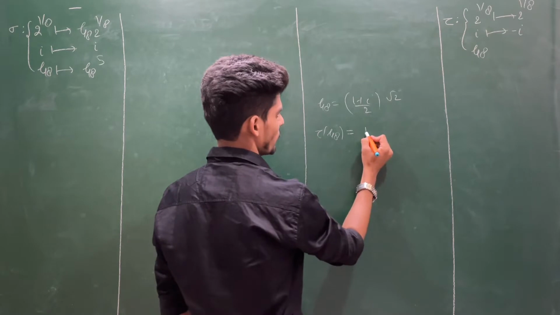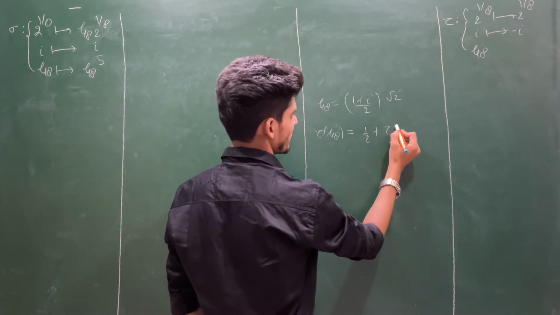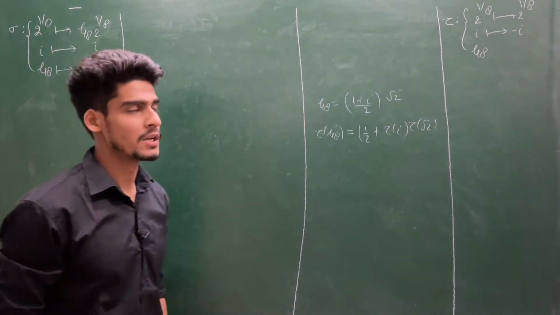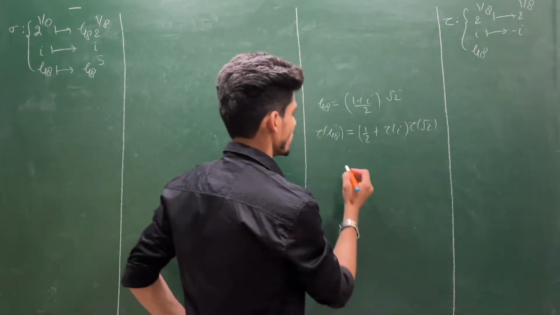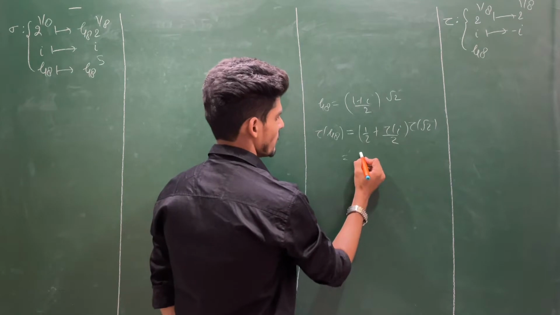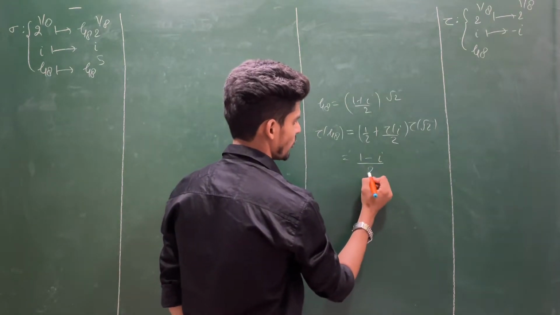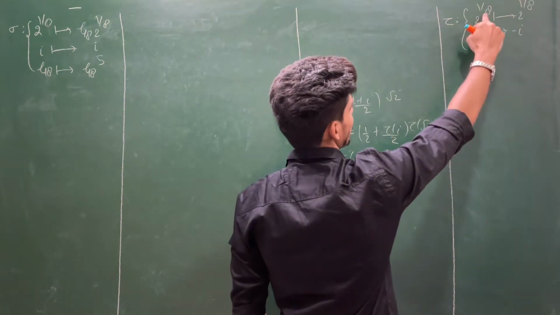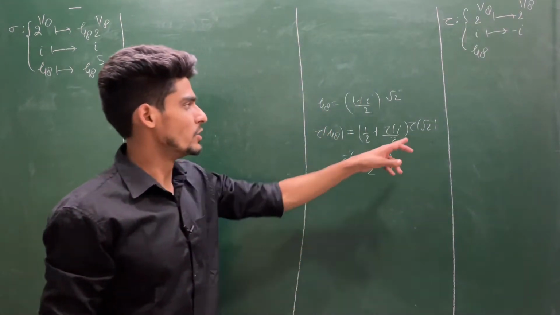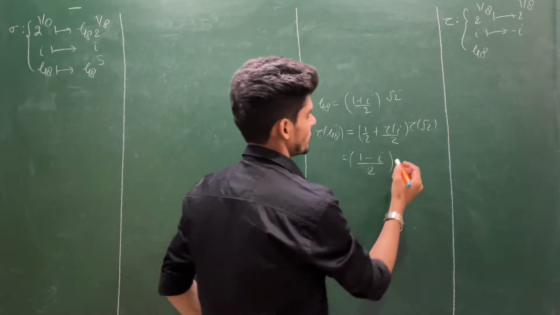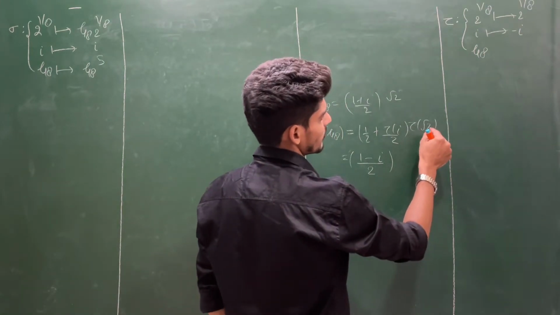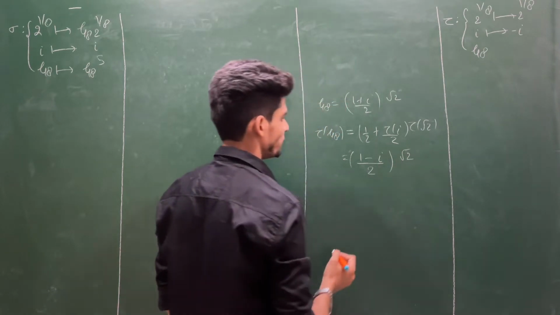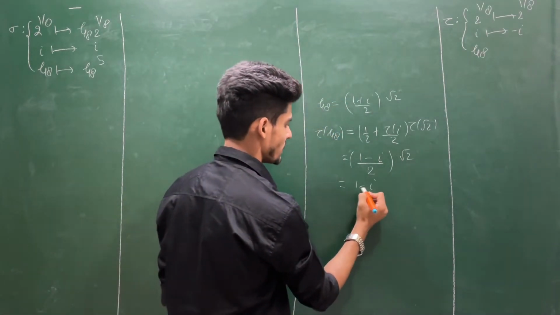This will be 1/2 plus τ(i) into τ(√2), because τ fixes rationals and τ is sending i to -i, so it will be (1 - i)/2 and this √2. See, this 2^(1/8) is going to 2^(1/8), so this √2 will go to √2, because this is nothing but (2^(1/8))^4, so it will be the square root of 2. Now this is nothing but (1 - i)/√2.